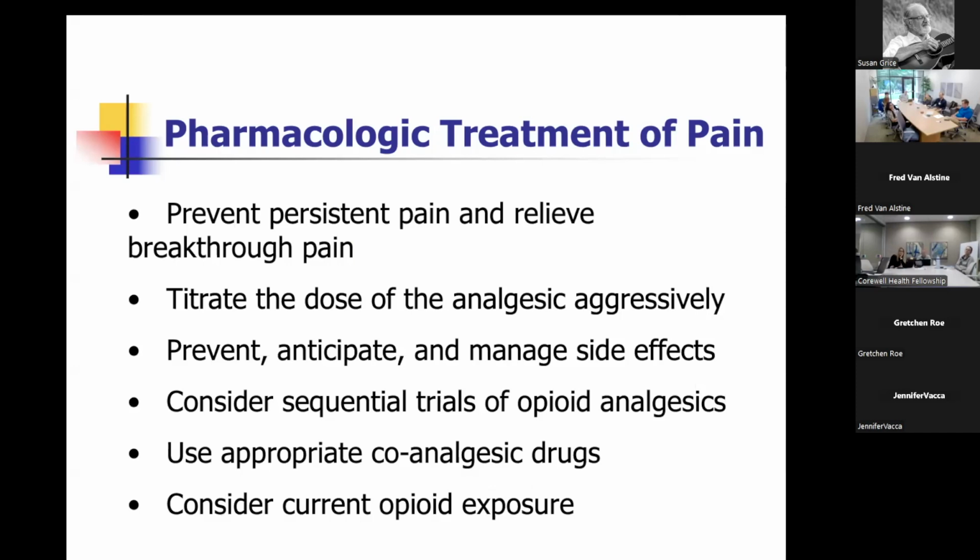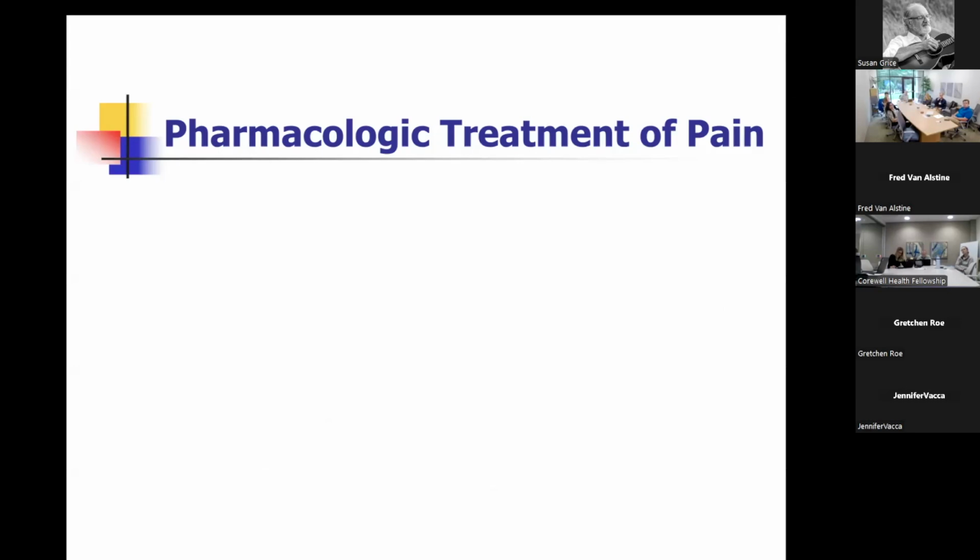You may want to try sequential trials of opioid analgesics. If something is not working, it's okay to switch to a different one. With what we're learning about pharmacogenomics, there are some people that respond to certain opioids better than others. Unfortunately, we can't diagnose that without doing a full genomic profile. Use appropriate co-analgesic drugs, particularly in the case of neuropathic pain. And again, as we kind of alluded to earlier, consider current opioid exposure.